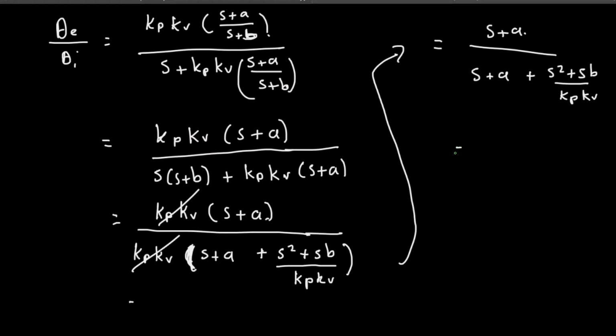So I keep the top as it is, s plus a, and the first term has s plus a. Okay, in the denominator we have s plus a, and let's keep the a outside, and we can separate this s squared over Kp Kv.